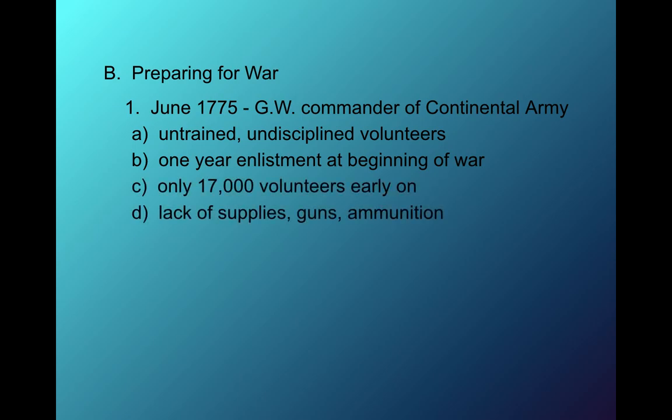Early on, only about 17,000 men volunteer for the Continental Army, and they don't have supplies, they don't have guns, they don't have ammunition. And the Continental Congress refuses to give them the money that they need for supplies and guns and ammunition because nobody in America wants to pay the taxes that would be required to support an army that's able to defend itself. So George Washington not only has to deal with untrained and undisciplined, but he also has to fight to get the money for the supplies that his men need.